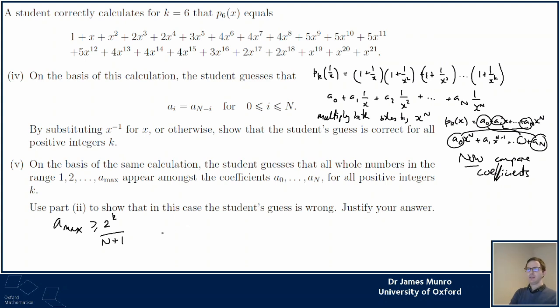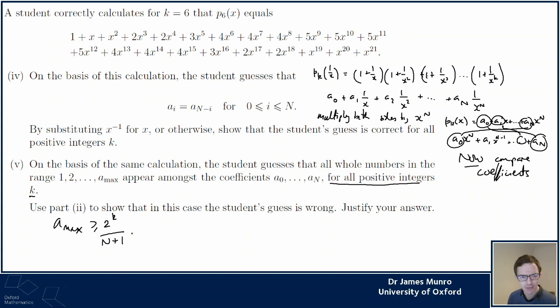Okay, so the student's guess is that this happens for all positive integers k, which I suppose is going to be their problem: rather than just guessing this for p6, where it's true, they've guessed this for all k. So we could go and work out some other polynomials like p7 or p8, but I really don't want to work them out. We're going to use part 2 instead to show that the student is wrong eventually.